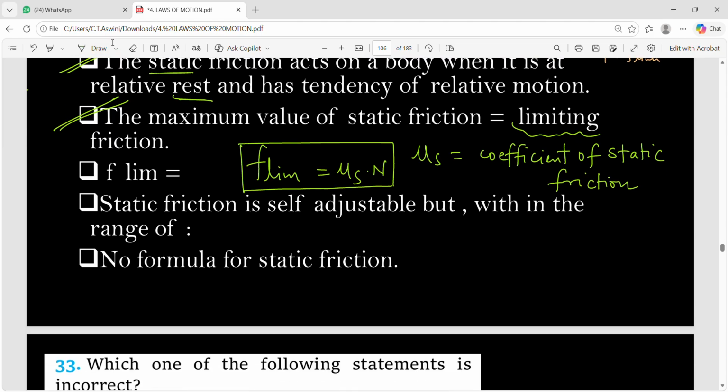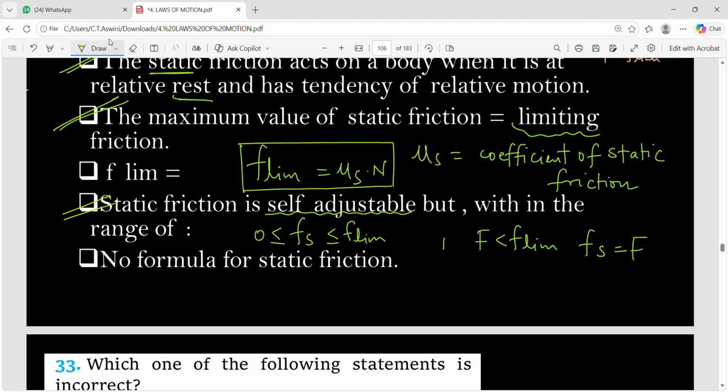Okay. And what is the range of the static friction? Static friction will be less than or equal to F limiting and more than or equal to 0. And this static friction, it's a self-adjustable force. Why? Because within this range, when F is less than F limiting, the value of static friction is equal to the external force. If F is 2 newtons, Fs is also 2. If F is 5 newtons, Fs is also 5 newtons. But how long? Under this condition, if F is less than F limiting, then static friction is a self-adjustable force. And as I told you earlier, there is no formula for static friction.